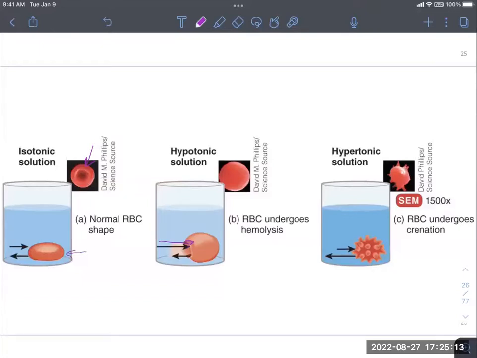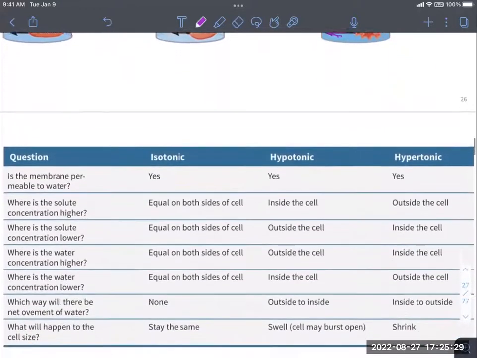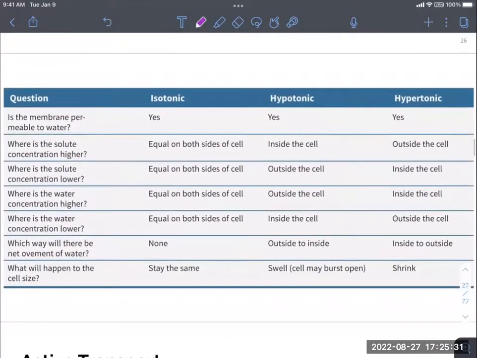In a hypertonic solution, more water is leaving the cell than entering. This is where the red blood cell is going to start to shrink. It gets smaller and smaller. So here's a chart to help look at the three different types of solution, where water moves, where solutes are higher or lower, what could happen to the cell due to the type of solution that it's in, and the net movement of water. Which way does it go?